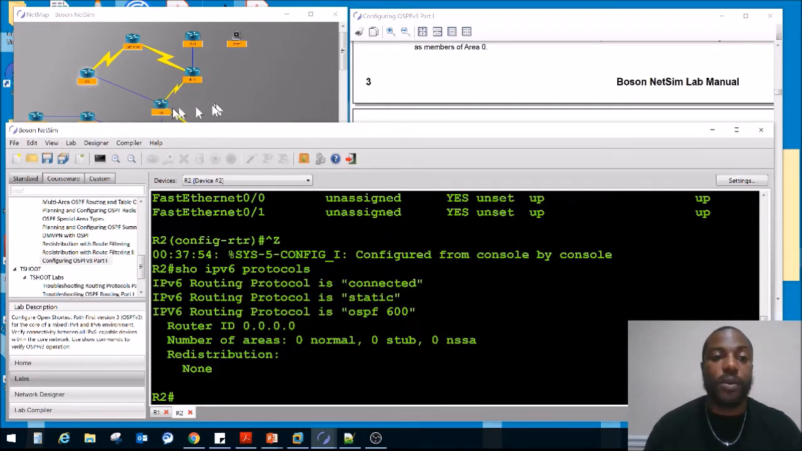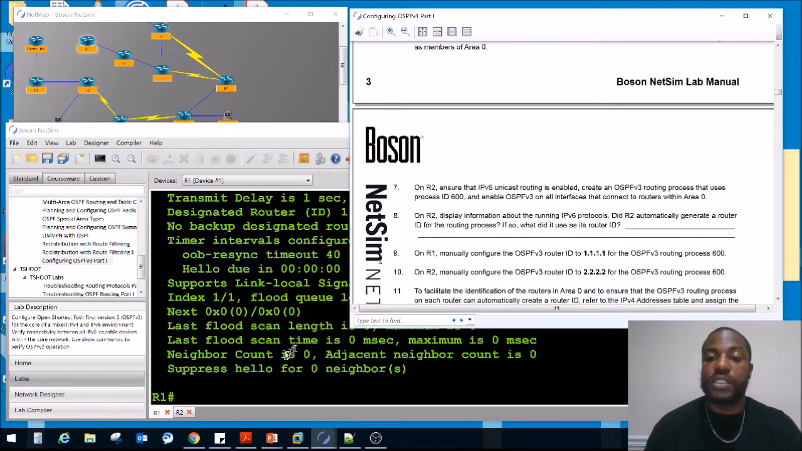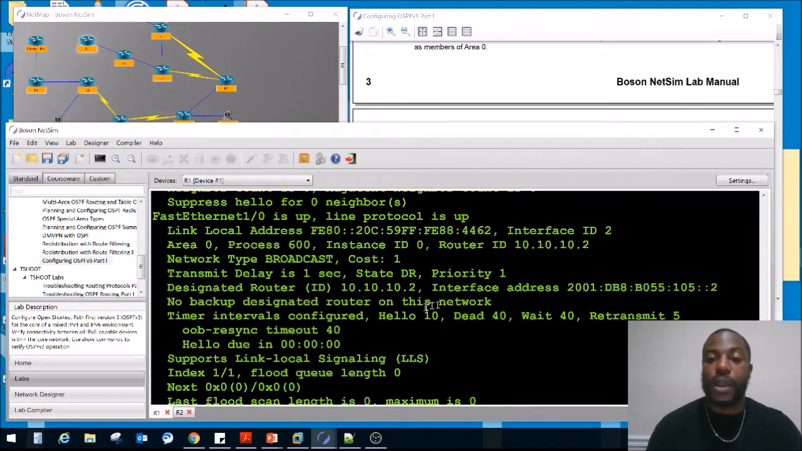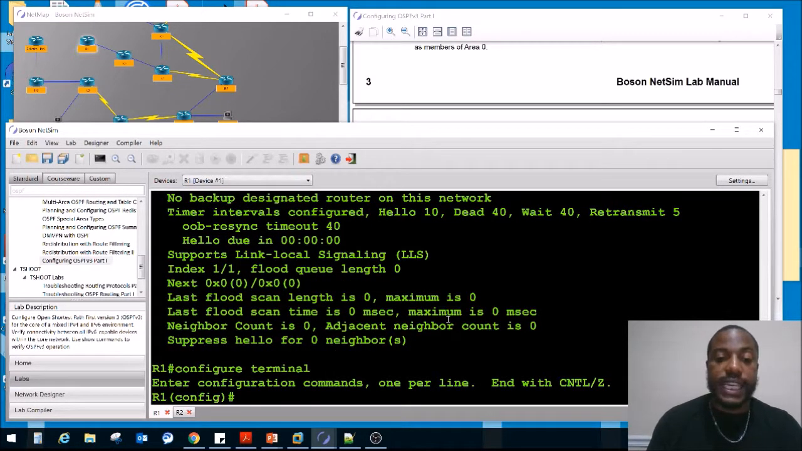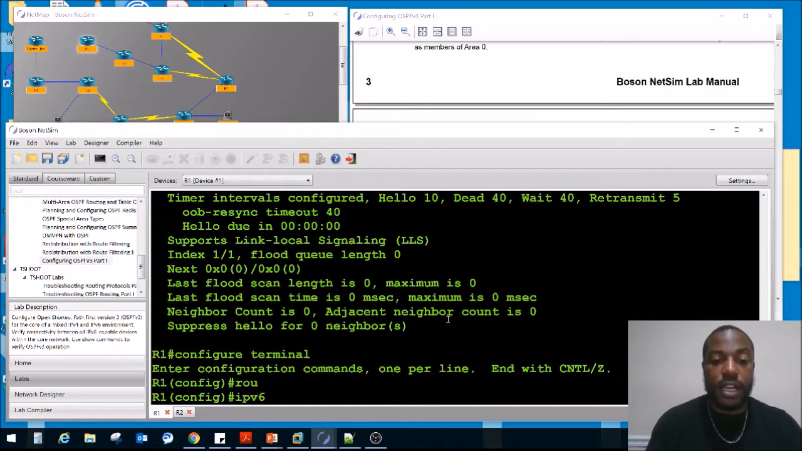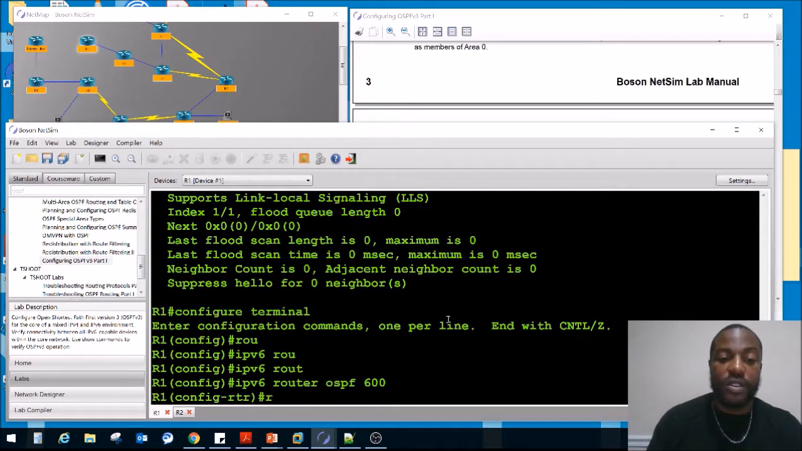So we're going to go back to router 1. Where's router 1? Router 1 is right over here. And now he wants us to change the router ID. Right now the router ID is this. So we are going to global config mode. And we are going to say router ID is going to be IPv6. I don't think that's how you do the router ID. We're going to go to IPv6 router OSPF 600 router ID. They said quad 1.